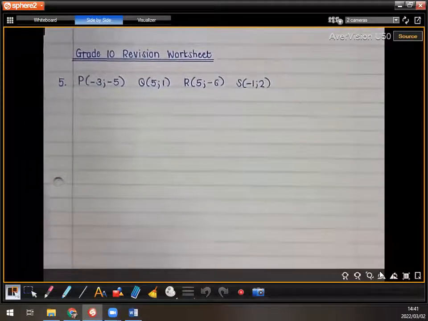Okay, those are the 4 points that we have. So guys, what I always do is I actually just rewrite those 4 points, so that they're on the page so that I know what I'm working with.